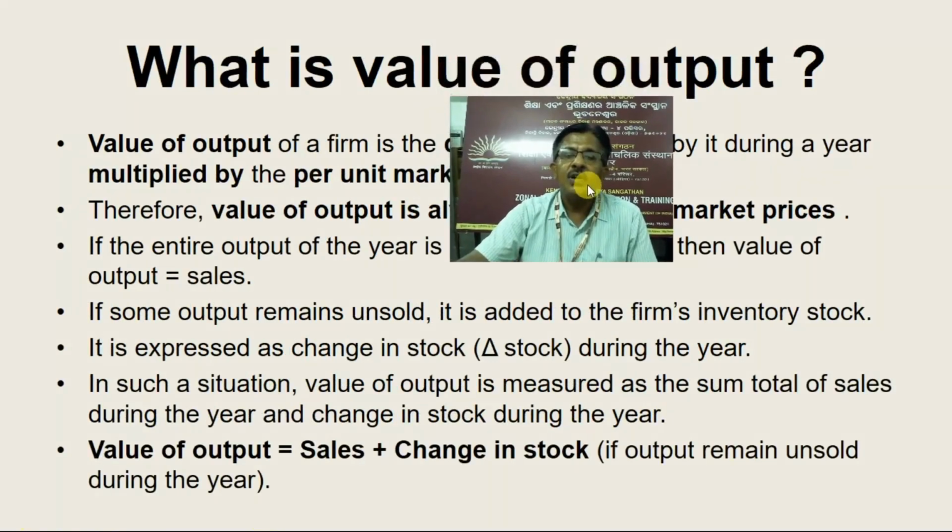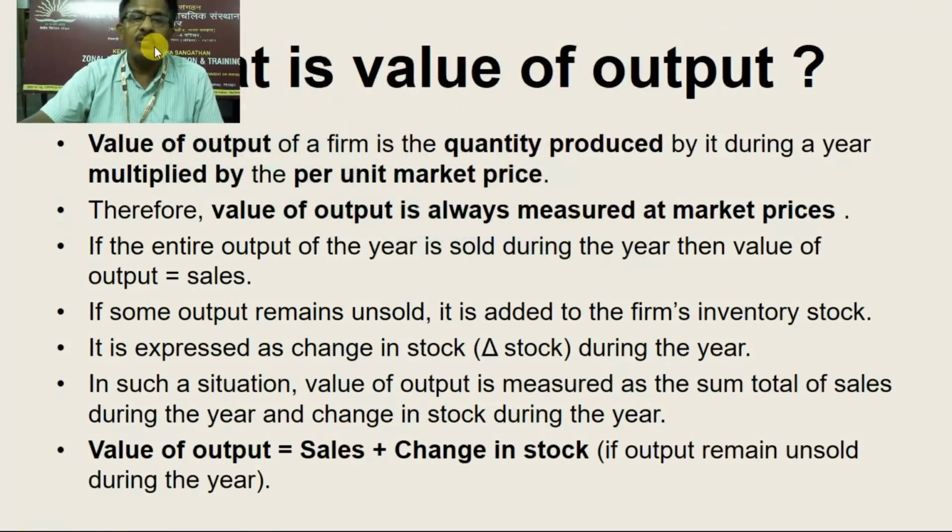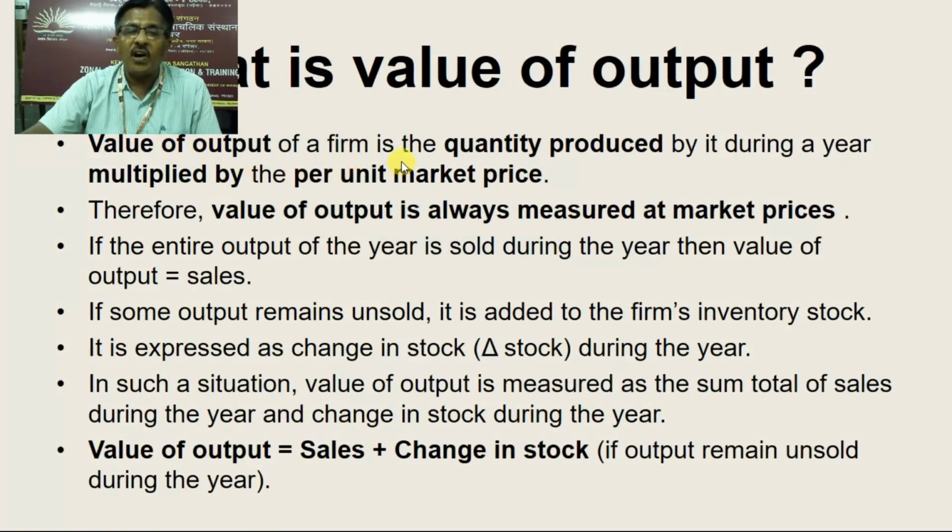What is value of output? Value of output of a farm is the quantity produced by it during a year multiplied by the per unit market price. Repeat, value of output of a farm is the quantity produced by it during a year multiplied by the per unit market price. Therefore, value of output is always measured at market prices.